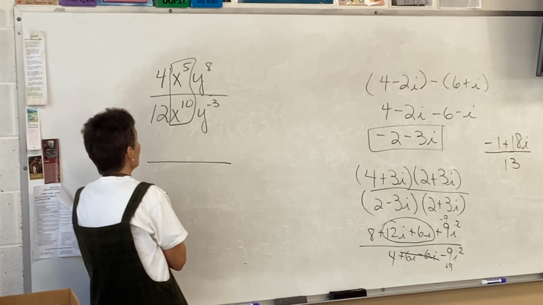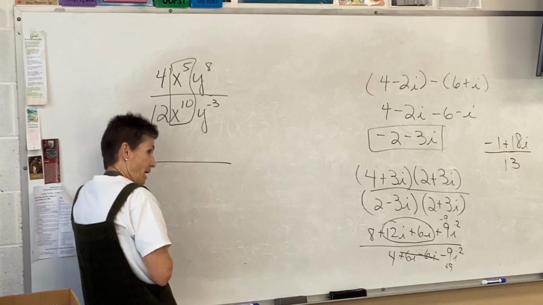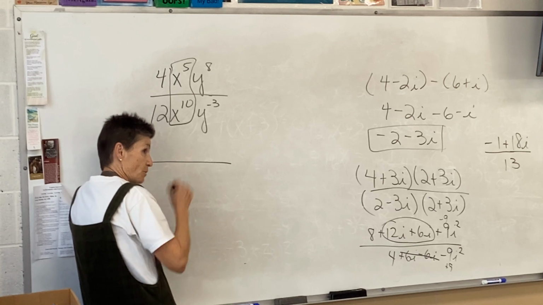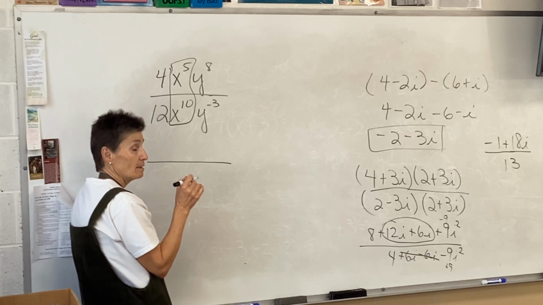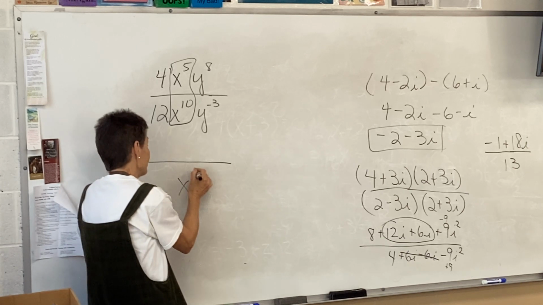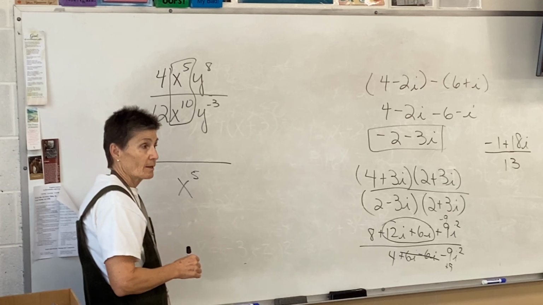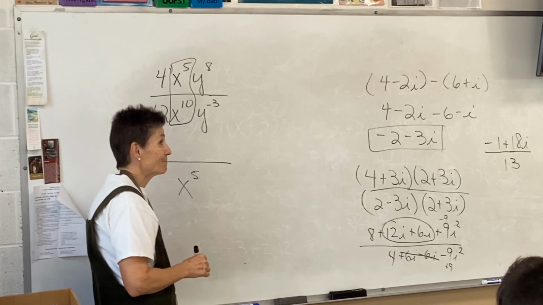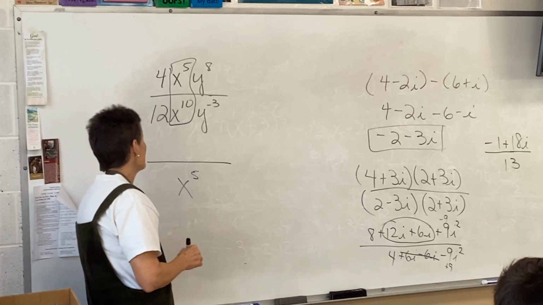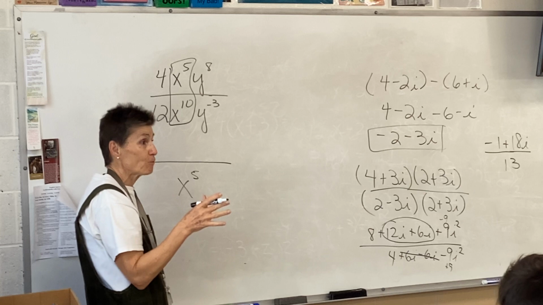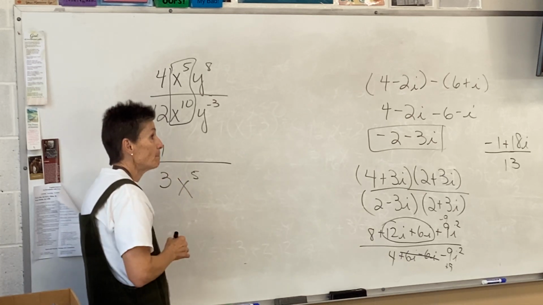So how will those combine? You have 5 of them on the top and 10 of them on the bottom. So they're going to cancel out and leave you with 5 on the bottom. Everybody good with that? All right, what else needs to be done? The 4 and the 12. The 4 and the 12 reduce like regular fractions. So 1 over 3, perfect.